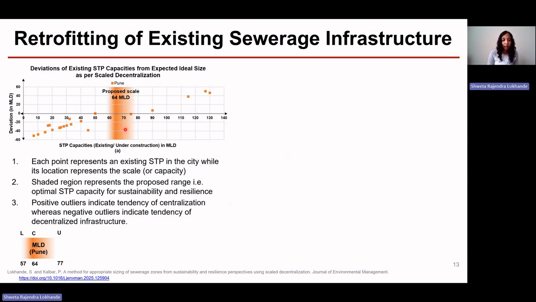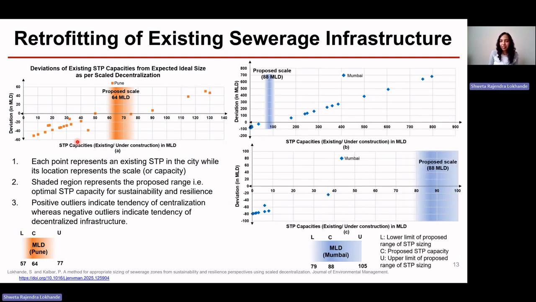Each point represents an existing STP in the city, while its location represents the scale. The shaded region represents the proposed range, that is the optimal STP capacity for sustainability and resilience. The positive outliers indicate the tendency of centralization, whereas the negative outliers indicate the tendency of decentralized infrastructure. The graph depicts that a large number of STPs are present in Pune city, which is good in a way, as the treatment is staggered across the city. This high tendency of decentralization can be used to the benefit of attaining a circular economy within the city, for which proper planning of the infrastructure and ensuring a market for the treated wastewater would be required in the future.